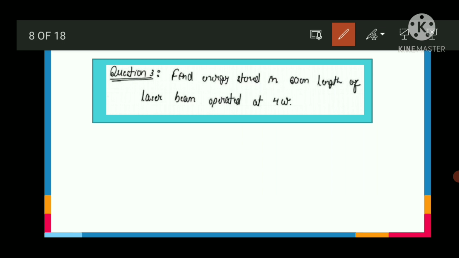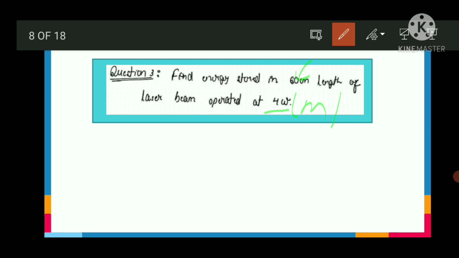Yes, friends, this is another question, just to find this energy, but with a twist. In this case, we have a laser light, and laser itself is made up of photons, which has power 4 watt. Actually, I have missed the milli here. It is 4 milliwatt, in the length of 60 centimeters.